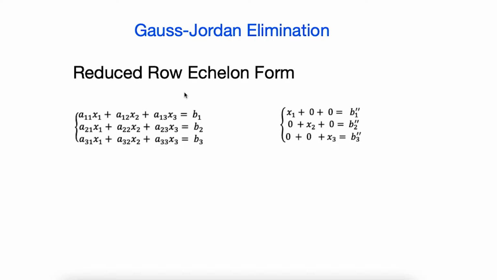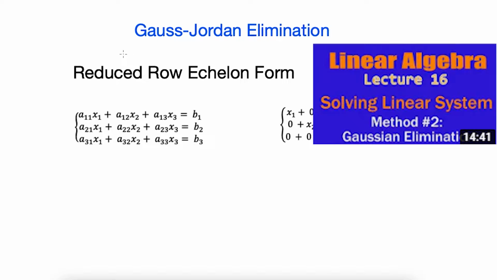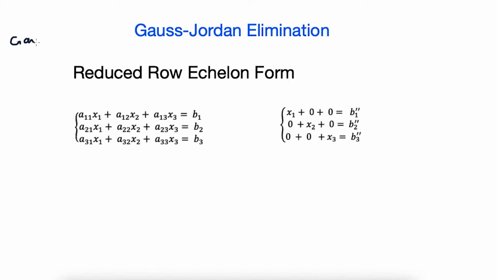How to use the Gauss-Jordan elimination method to solve a linear system. So in the last lecture we have seen how to use the Gaussian elimination method to solve a linear system. In this lecture we will see the Gauss-Jordan elimination, which is a variant of the Gaussian elimination method.